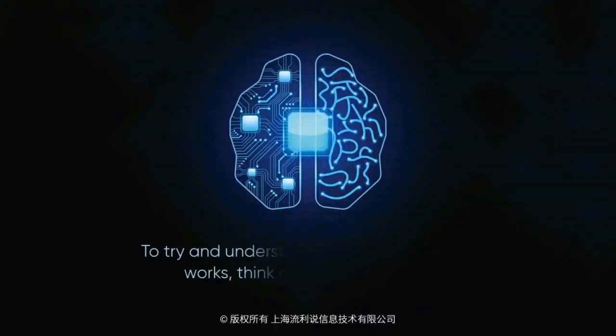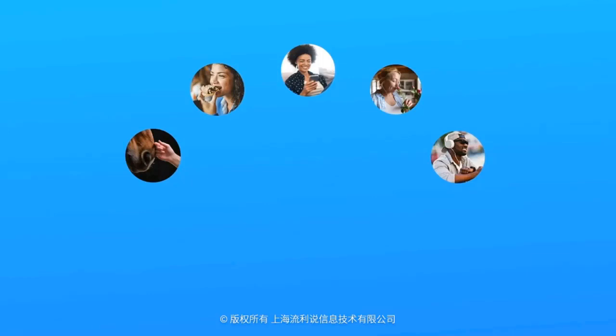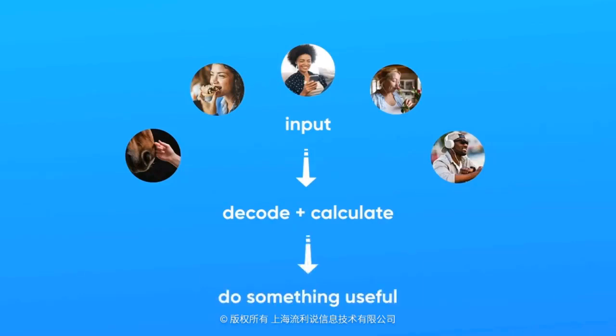To try and understand how the brain really works, think of it as a computer. Computers receive inputs from the keyboard, mouse, or information from the internet. The inputs for a human brain are the 5 senses: touch, taste, sight, smell, and hearing. Once a computer receives this input, it needs to decode this information and calculate it to do something useful, just like your brain does.